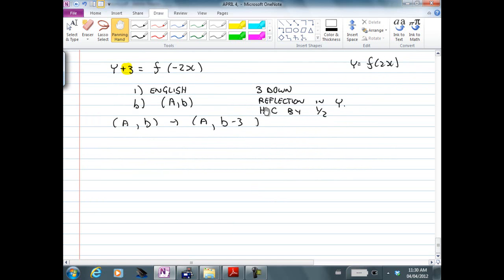Now, I'm going to do reflection in the y coordinates. So if you're doing reflection in the y, you have to be careful. It only affects the x term. So, Aaron, what do you have now? After the 3 down.